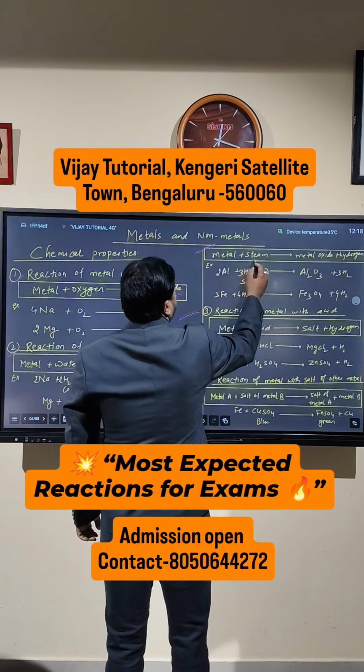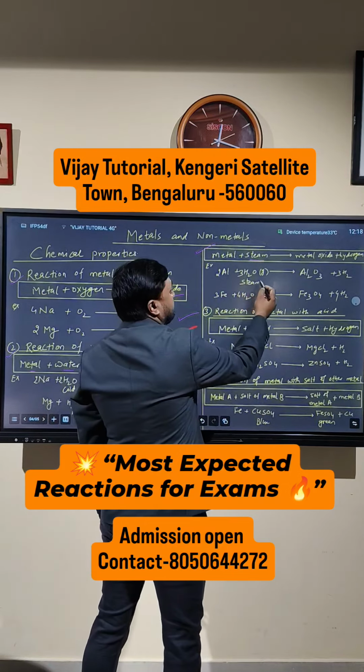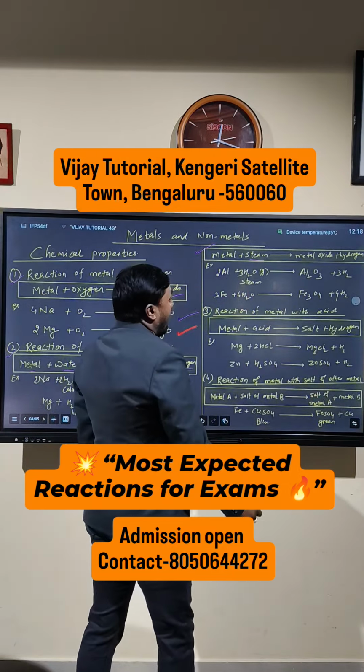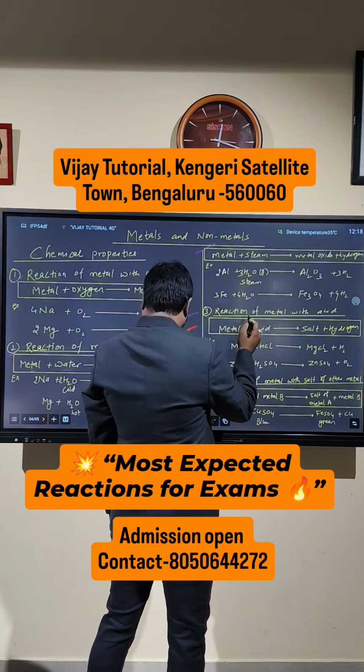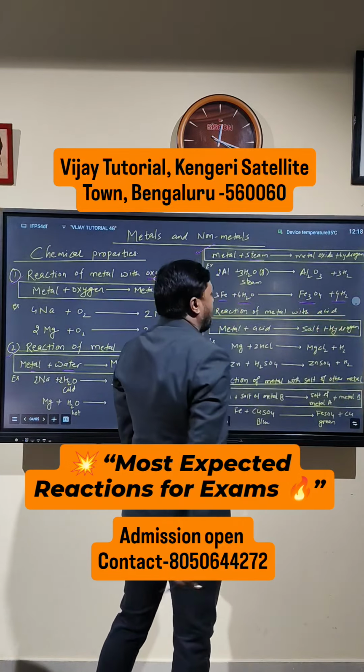Even metal reacting with steam will give you metal oxide and hydrogen. For example, aluminium plus steam gives you aluminium oxide plus hydrogen. Iron plus steam gives you iron oxide plus hydrogen.